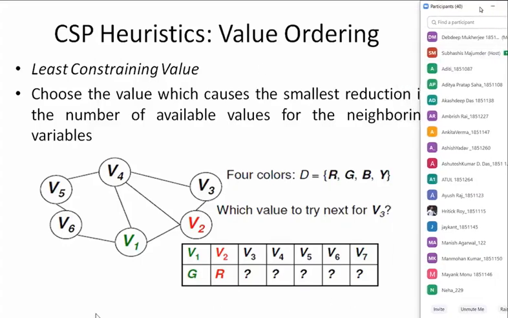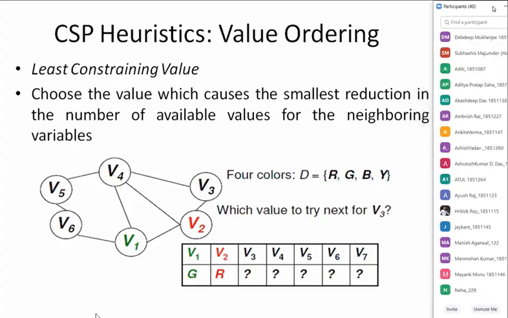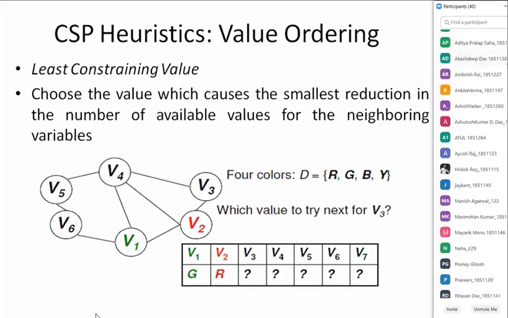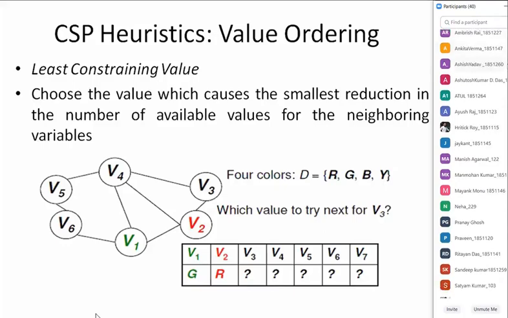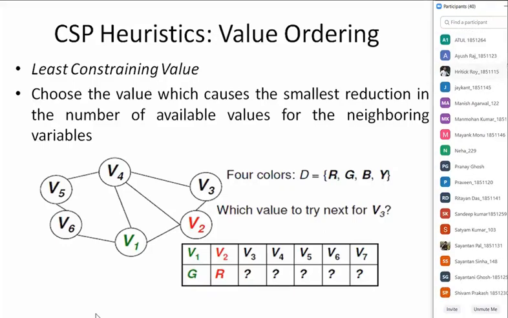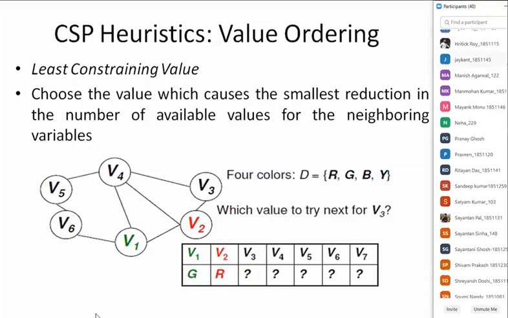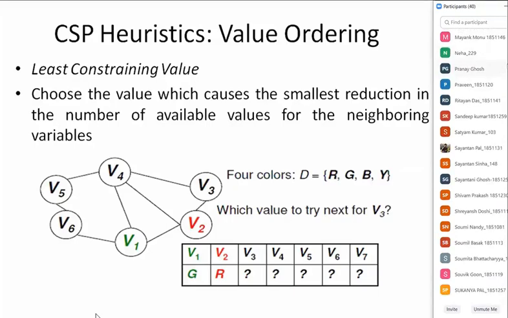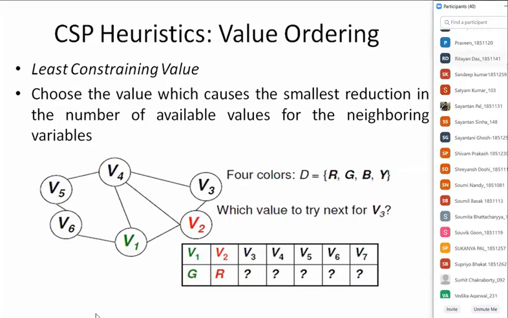Now the least constraining value: choose the value which causes the smallest reduction in the number of available values for the neighboring variables. So suppose we want to color V3 under this condition, meaning V1 and V2 are colored and they have posed certain restrictions on the other variables. For clarity, we didn't show that here.